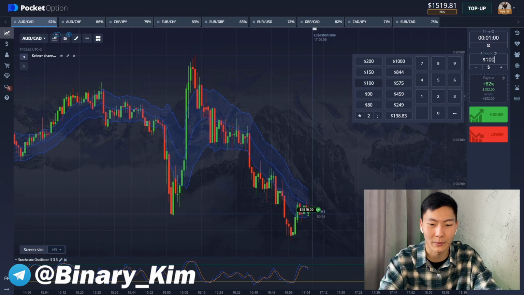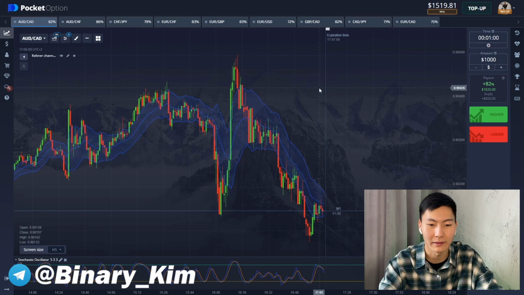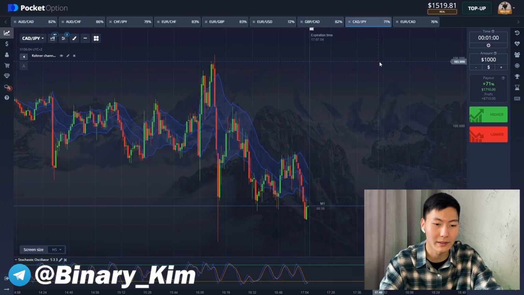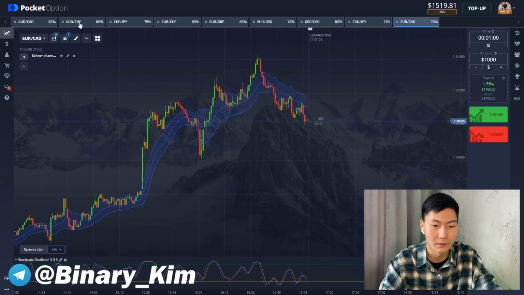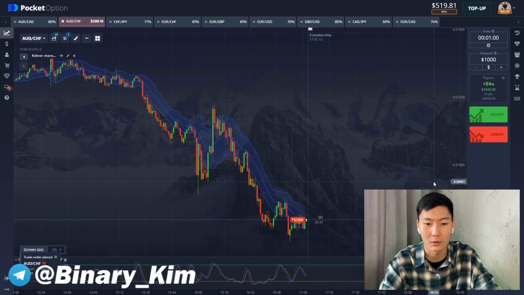We got $1,500 on the balance. Let's open a $1,000 position, and there is no stopping here. Let's change the currency pair. We are also looking for the highest payout rate, and I think it makes sense to open a short position.